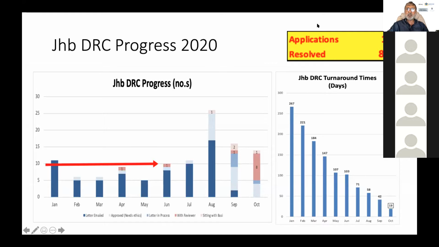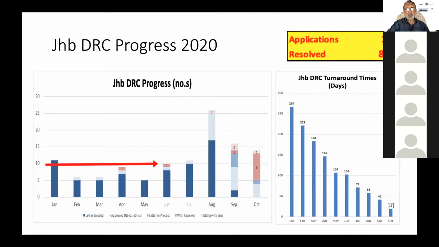I think what's really important for us to track as a committee is the turnaround times. We measure them from the point at which the application is received, which we check every day, to the time that a letter is issued. It might be a final official letter, but it can also be a provisional letter, where we've done everything and the only thing missing is the ethics approval, which we expect before we provide a full official approval.